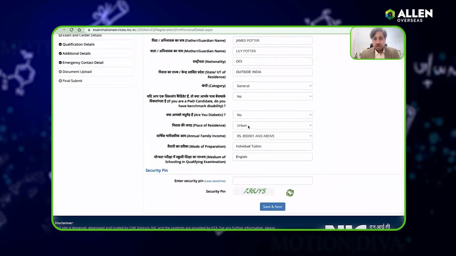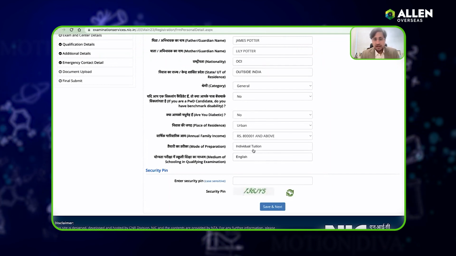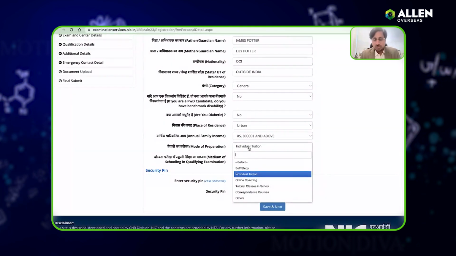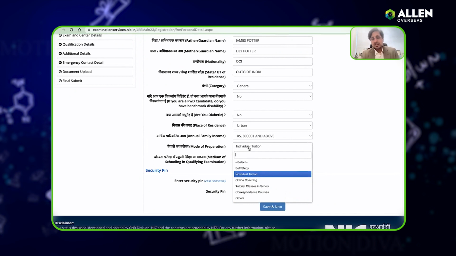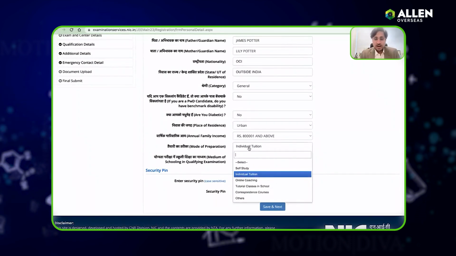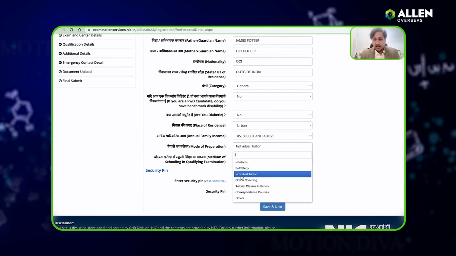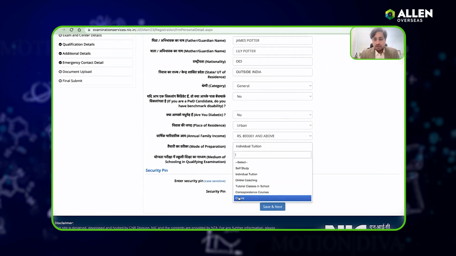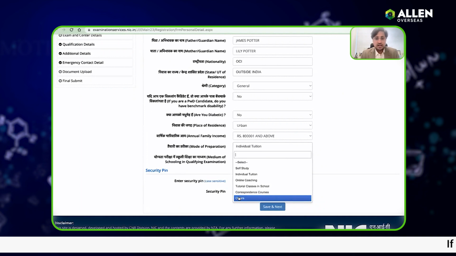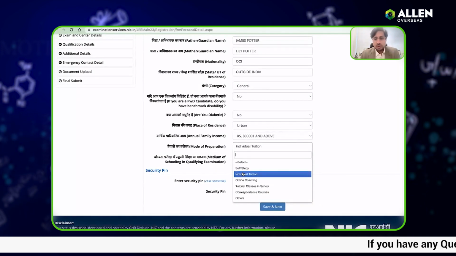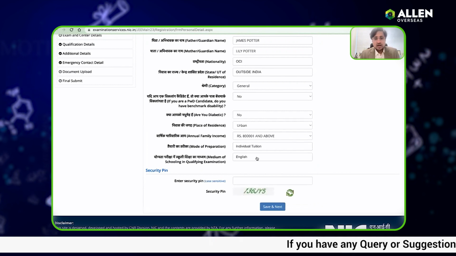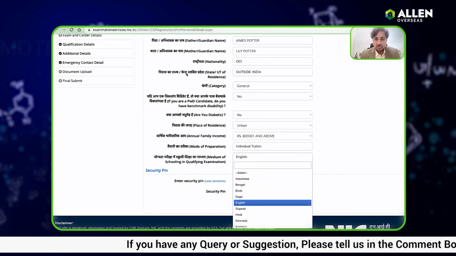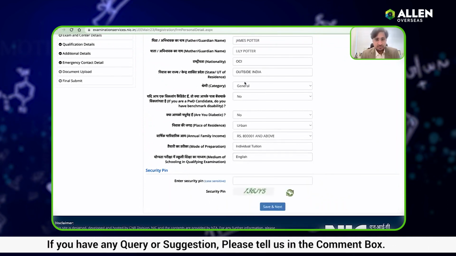And the place of residence, you have to fill it urban, whatever annual family income is. And this is an interesting question, mode of preparation. So whatever you want to fill, since I'm considering myself as a student, Harry Potter, I have filled it as individual tuition. Whether it's online coaching or tutorial classes in your school or any correspondence courses or any other. So if you fill others, it will ask you what others. Then again, you can fill anything you want, or you can simply go ahead with self-study. So that doesn't matter. Then the medium of school in your qualifying examination. Of course, most of the students will have English as the qualifying examination.